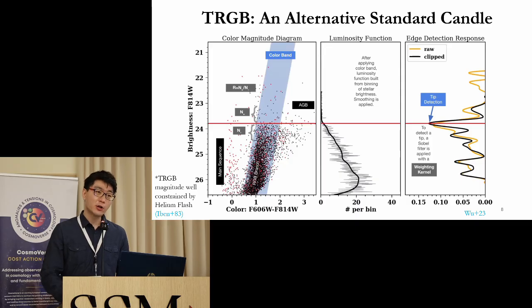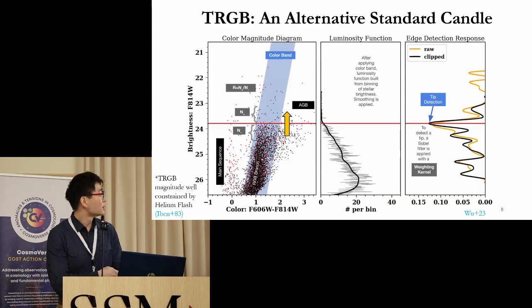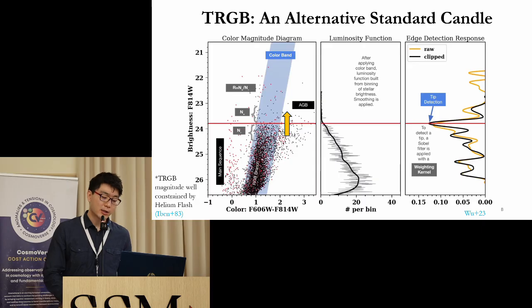So this is an evolutionary feature of stars. And the TRGB manifests as a sudden drop or discontinuity in the number of stars as you go from the bottom to top direction in a color magnitude diagram. Now there are a couple of approaches we can take to identify and measure this TRGB. One of them involves what we call a Sobel filter or an edge detector.